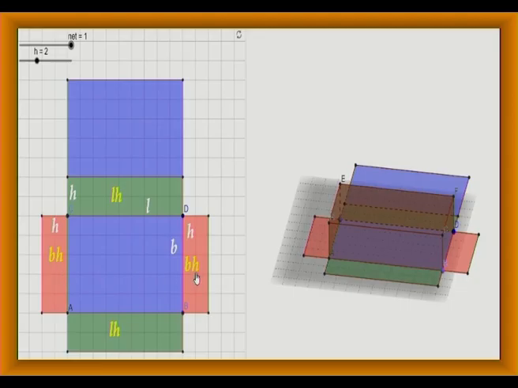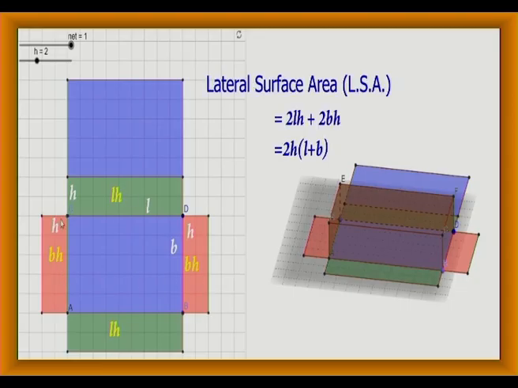Now, simply for getting lateral surface area, we have to go for the sum of areas of these 4 surfaces, that is 2 green colored and 2 red colored surfaces. So, 2LH plus 2BH, we can take 2H common, then we get 2H into (L plus B), which is lateral surface area of a cuboid in general. Okay. Then what about its total surface area?